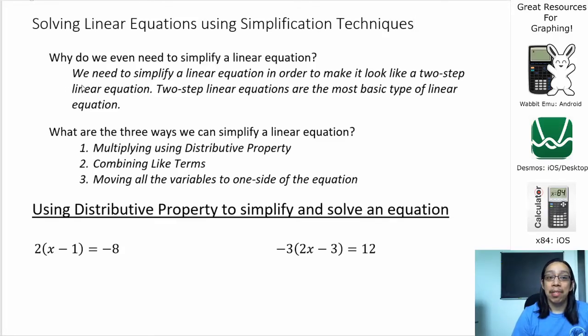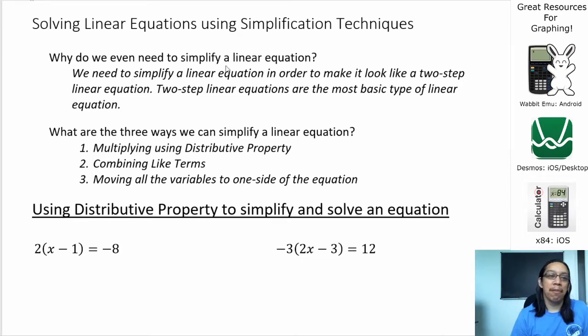In this video, we're going to be talking about solving linear equations using simplification techniques. Our whole goal is that we want to know what the ways are that we can simplify an equation and actually see how those simplification techniques come into play.